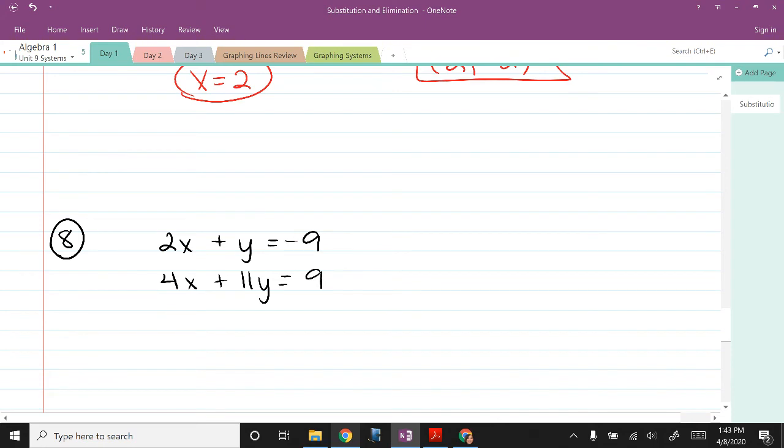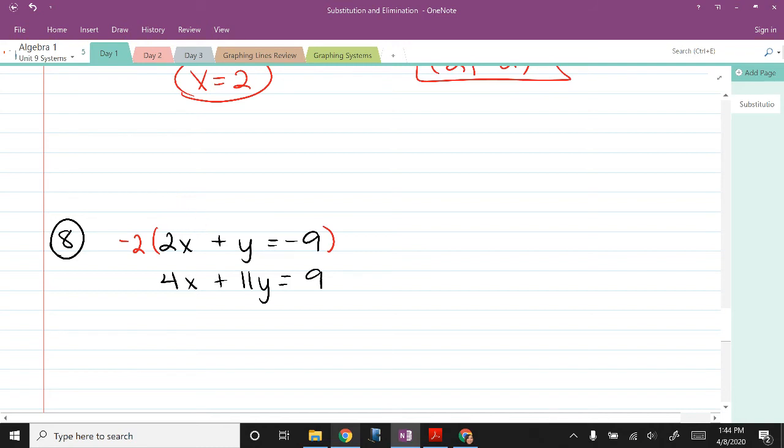But if I can somehow get my x's to eliminate, maybe that'll save me a little bit of trouble using big numbers. So if you think about it, the smallest number that 2 and 4 both go into is 4 because 2 goes into 4. So if I can make that 2 change to a -4, it would cancel out with that positive 4x.